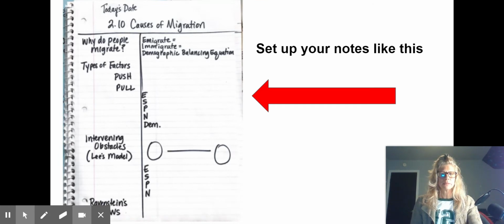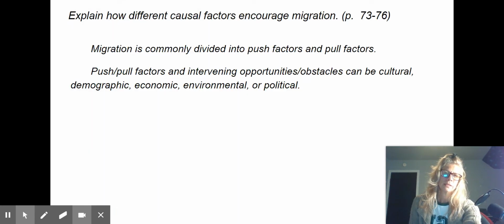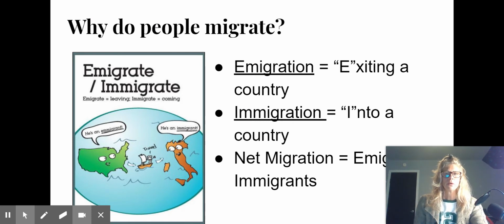If you need to pause the video, at the bottom you might be able to see that. That's Ravenstein's law, and you will not need to write those down. There should be a handout with the sub today for you to tape or staple to the back of these notes that you typed today. Go ahead and pause if you need to, and then we'll get going.